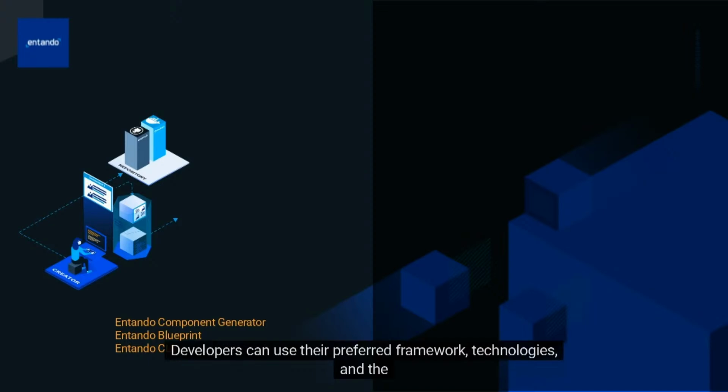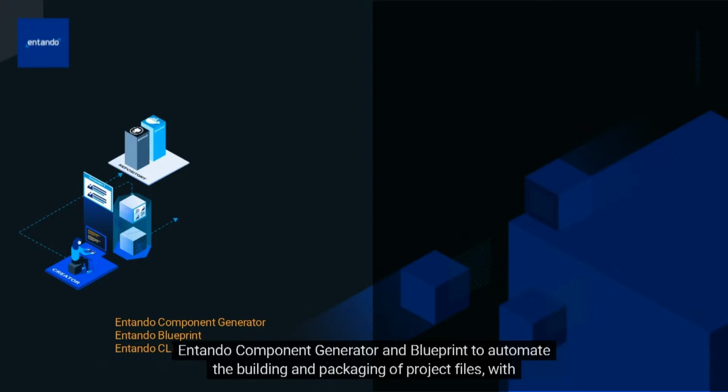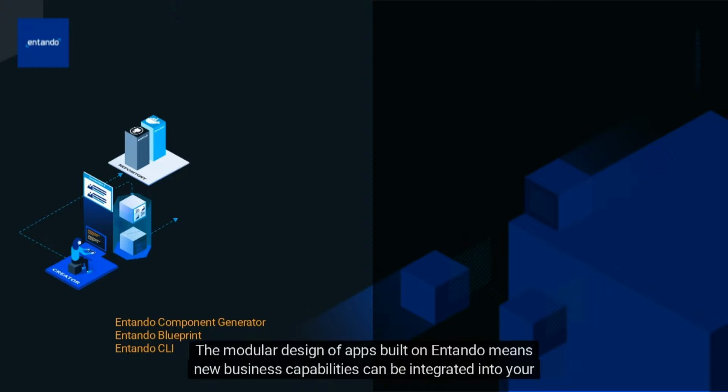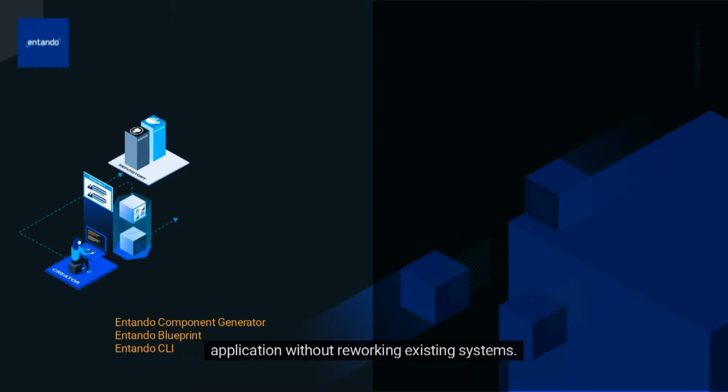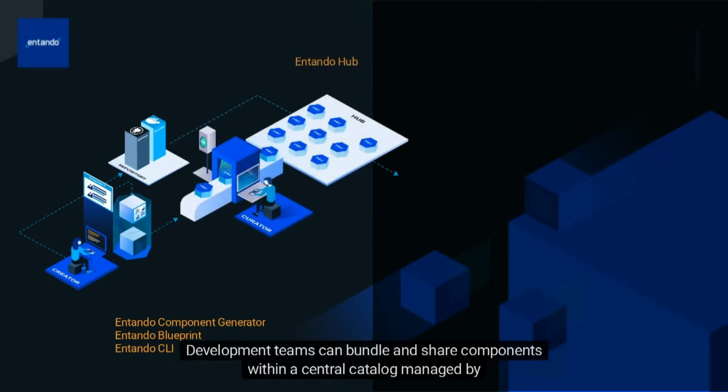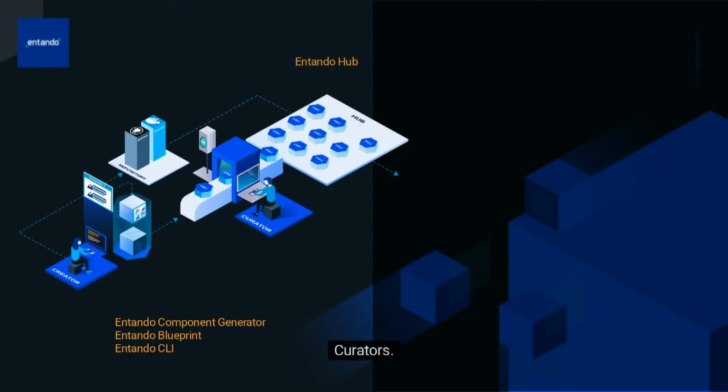Developers can use their preferred framework, technologies, and the Intando component generator and blueprint to automate the building and packaging of project files, with the flexibility to customize while using software they are accustomed to. The modular design of apps built on Intando means new business capabilities can be integrated into your application without reworking existing systems. Development teams can bundle and share components within a central catalog managed by curators.